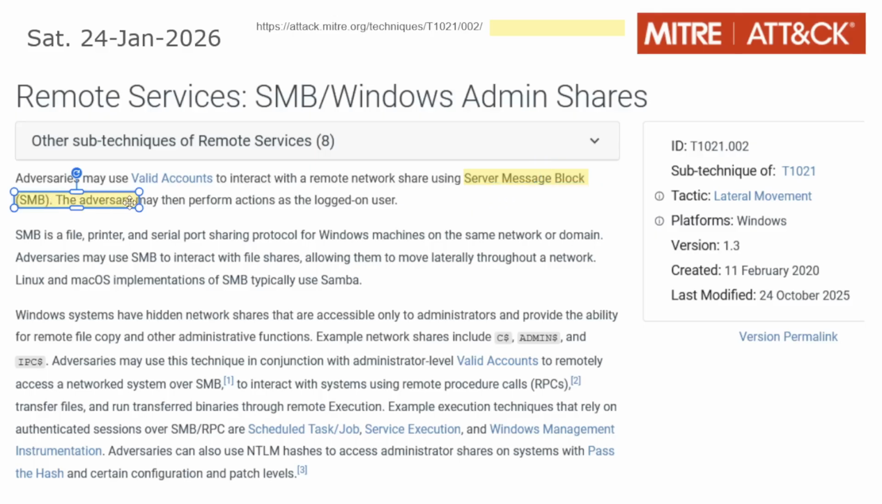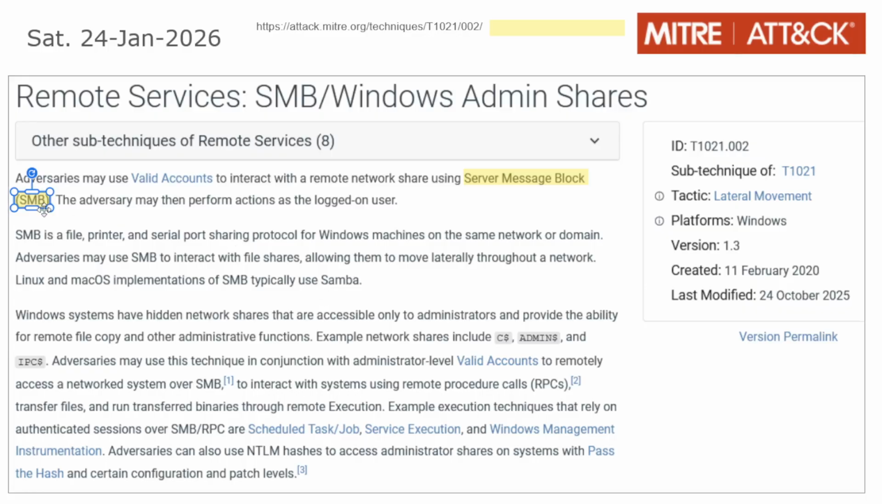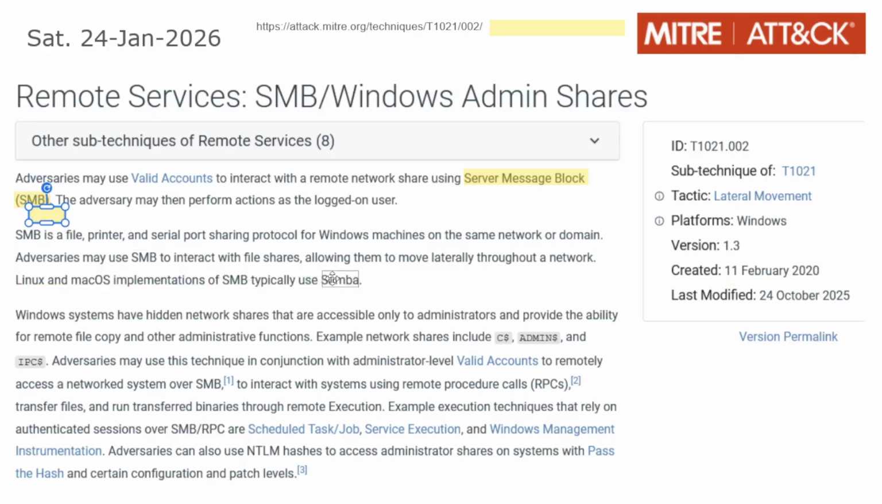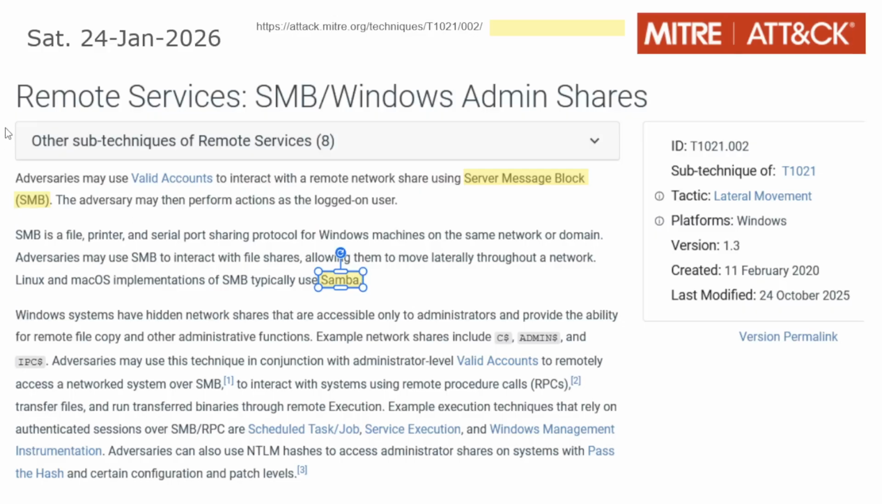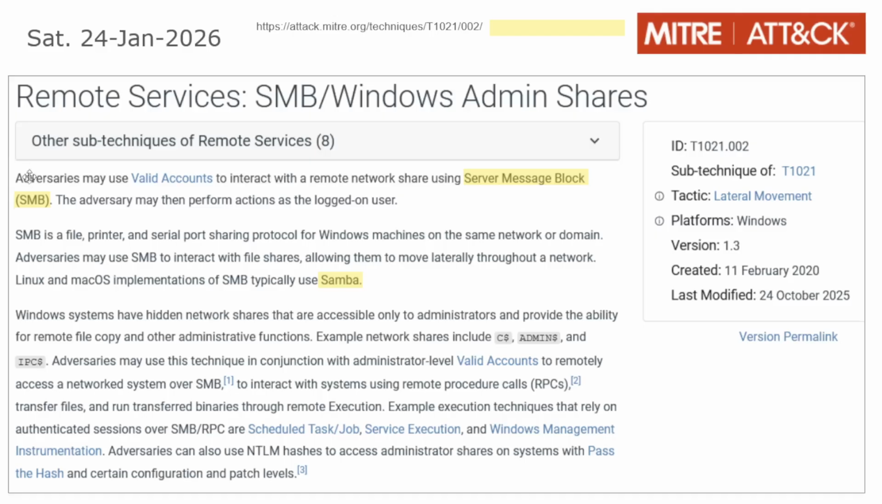And also, I was wondering what is going on with Samba, and indeed, we will read in a moment, Samba exists. I thought, did I misread something or misremember? No, Samba is also one of those buzzwords related to SMB. And the adversaries, they may then perform actions as the logged on users, and they use SMB then.